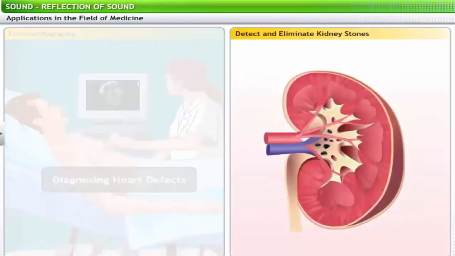Ultrasounds are also used for medical treatment. For example, it is used to help people suffering from kidney stones. Ultrasound waves are used to break the stones into fine grains so that they can be released from the body through the excretory system.